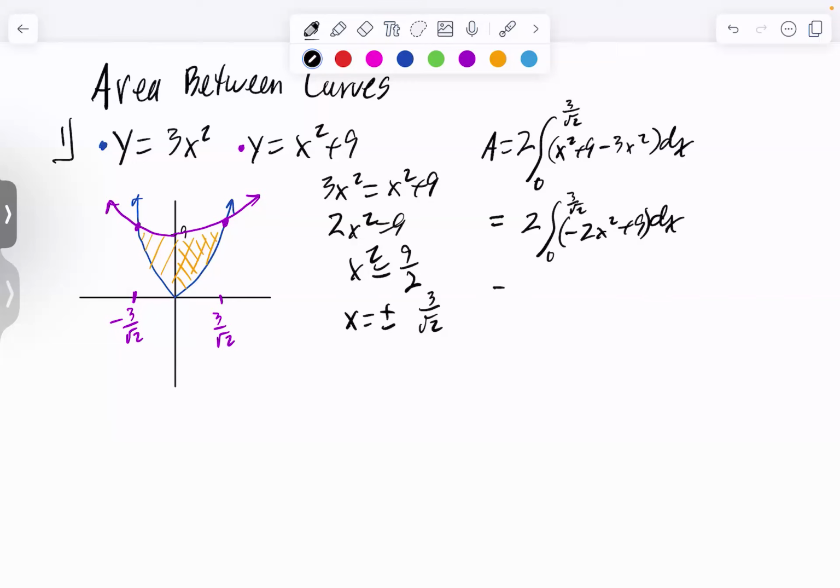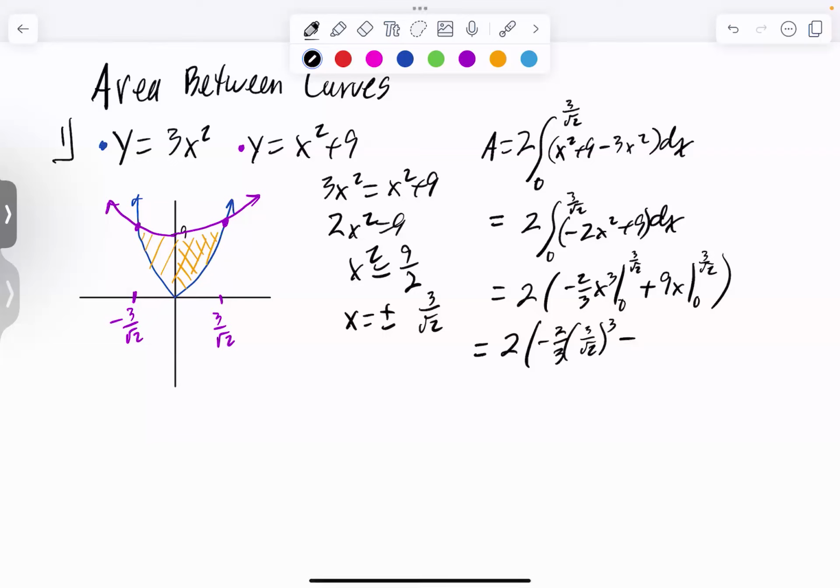Let's now integrate. This is going to be 2 times negative 2/3 x to the third power from 0 to 3 over root 2, plus 9x from 0 to 3 over root 2. Let's go ahead and plug all that in and work out the algebra a little bit. This is 3 over root 2 cubed minus 0, so I'm not going to bother writing that in, plus 9 times 3 over root 2 minus 0. Again, I'm not going to bother writing that in.